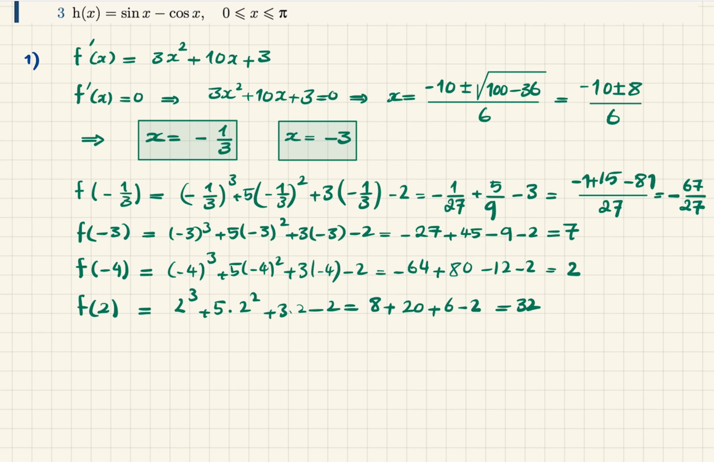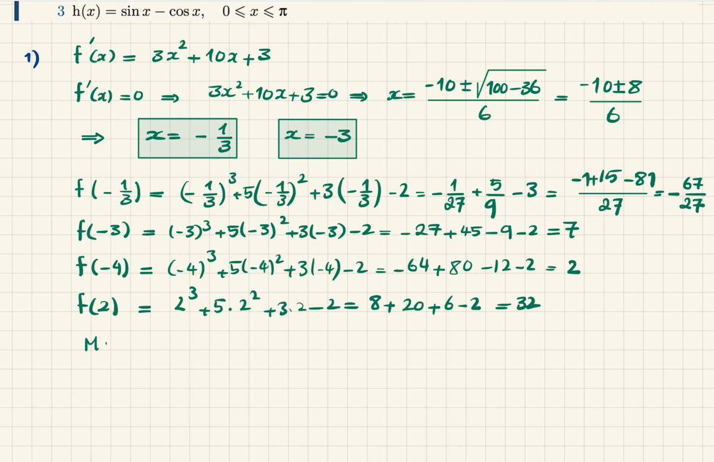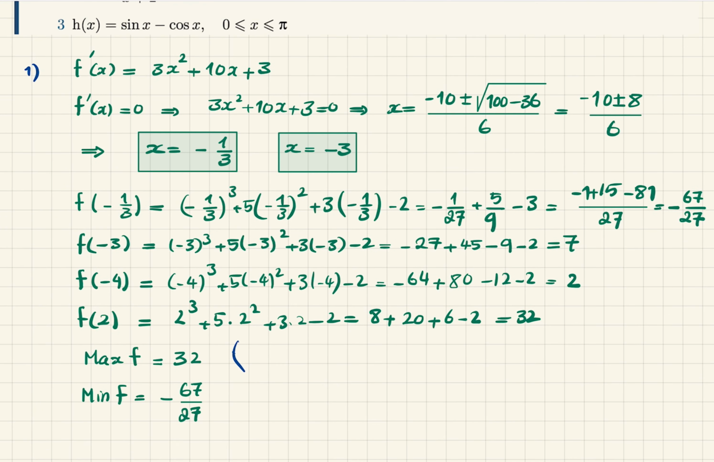Okay, so the maximum value of f is equal to, I hope that you agree with me, 32, and the minimum of f is what? The lowest value, definitely the negative one is the lowest value in this case, minus 67 over 27. But something which is not wanted in the problem, let me also write it with a different color here. So the maximum is 32, but when does this occur? This occurs here when x is equal to 2.